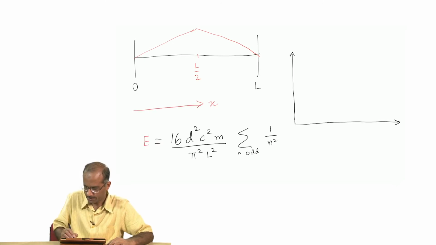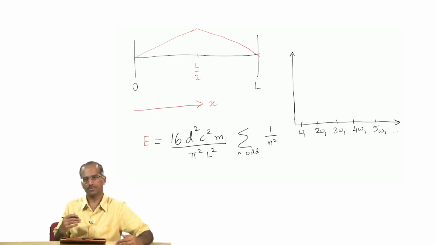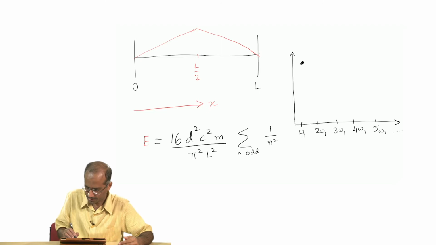I am going to label this as omega 1, of course, then there will be 2 omega 1, 3 omega 1, 4 times omega 1 and so on. And let us say that the energy in the mode corresponding to frequency omega 1 is E1, in which case let me say that that would correspond to some point here, and that is E1.